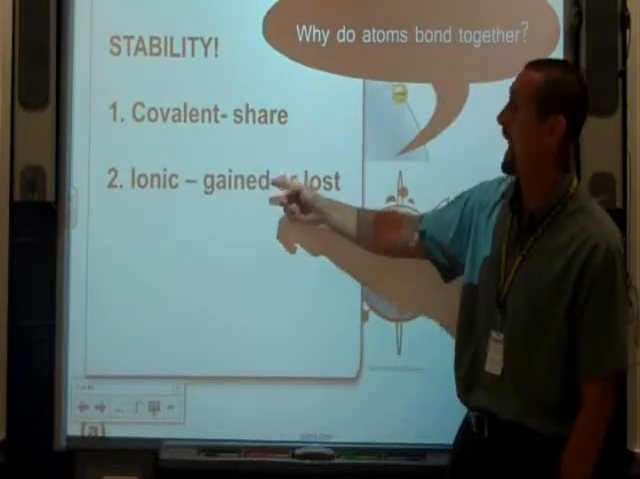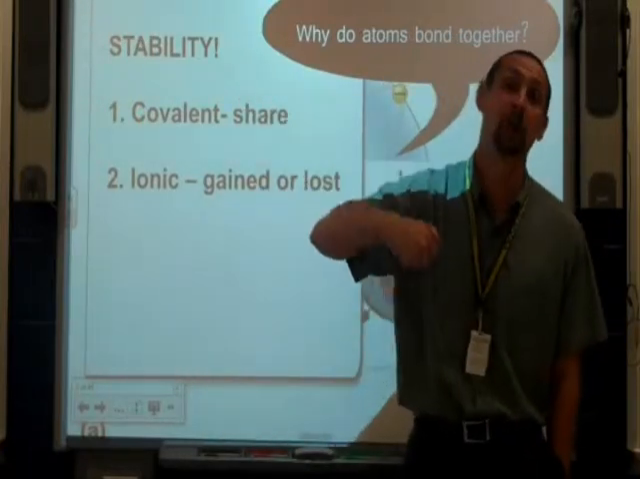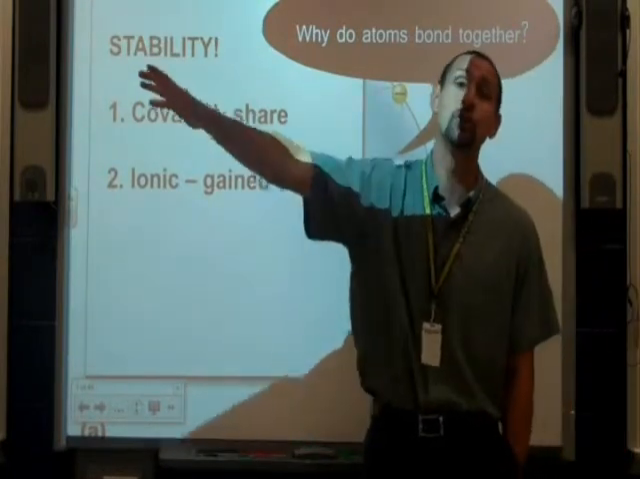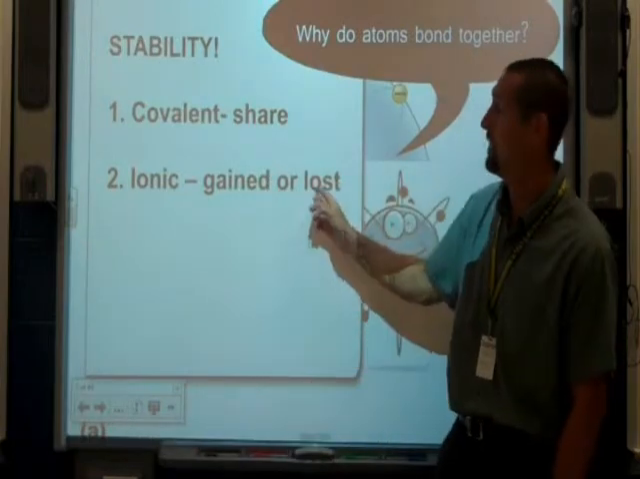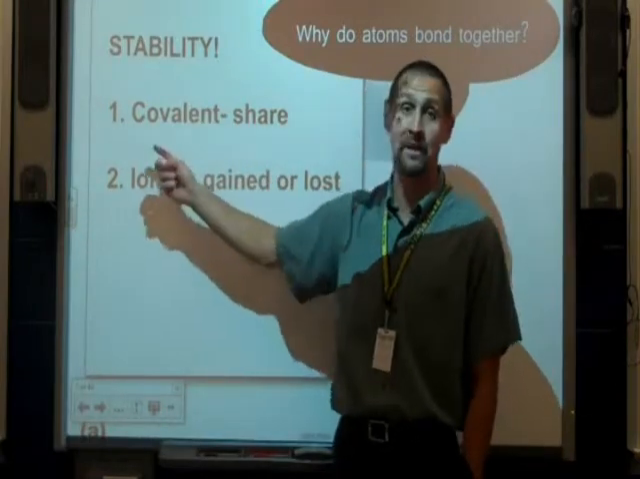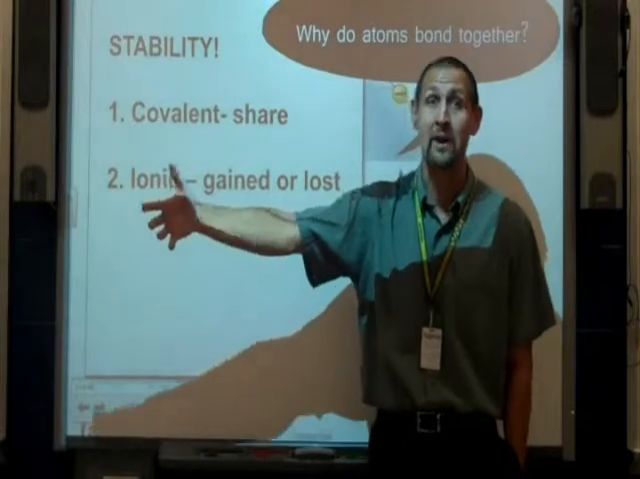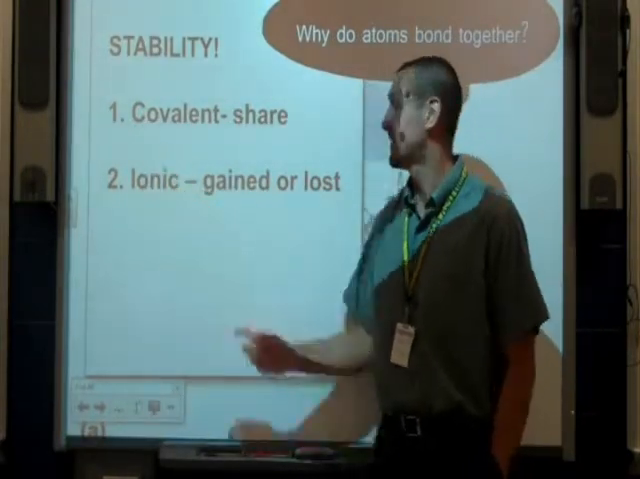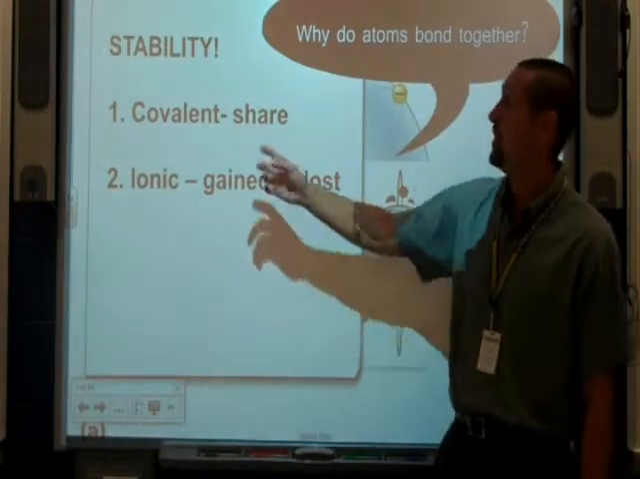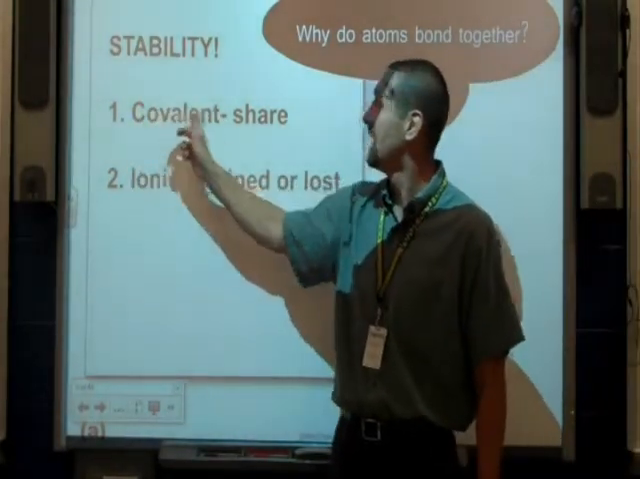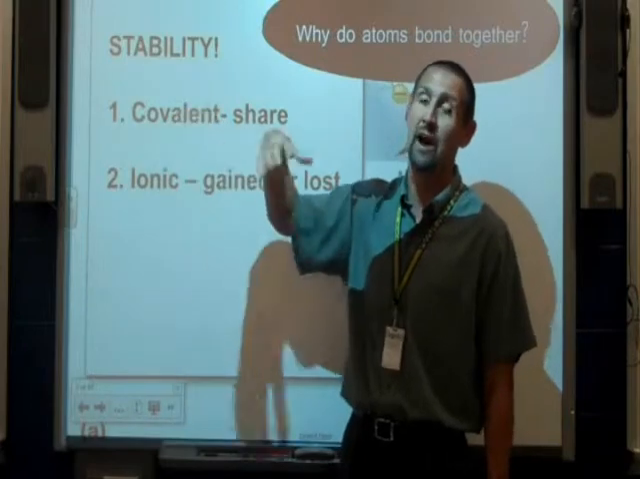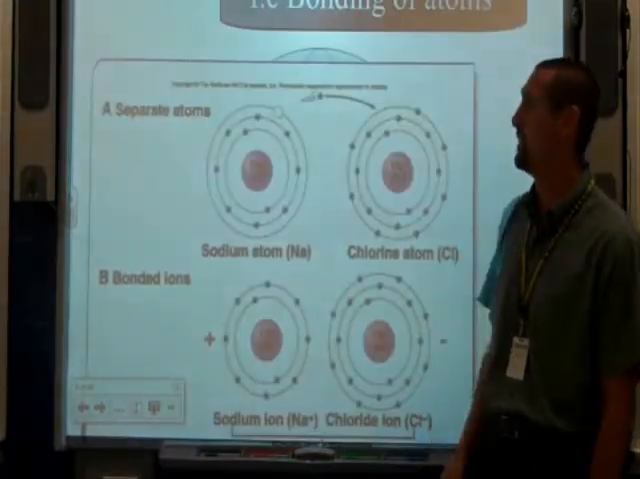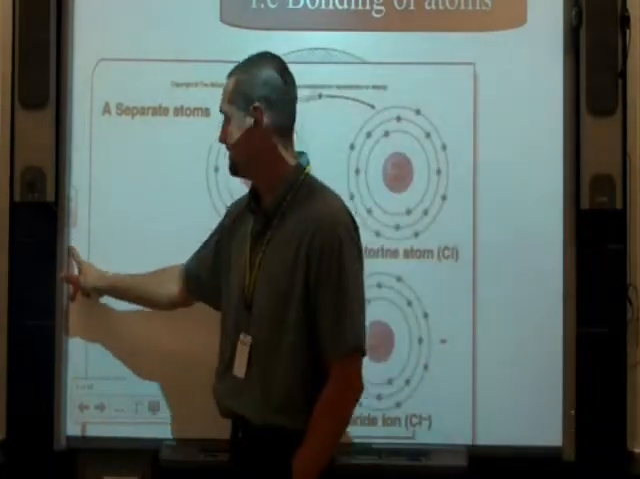Sometimes, though, the atom will either gain an electron from another atom or give their electron to another atom. And when they do, that's called an ionic bond because they're making an ion. They're either gaining or losing an electron to get either a positive or negative charge. And that creates what's called an ionic bond. Covalent means they're sharing the valence electrons. The outer electrons are being shared so that they can be stable. So let's look at an example of some chemical bonding.